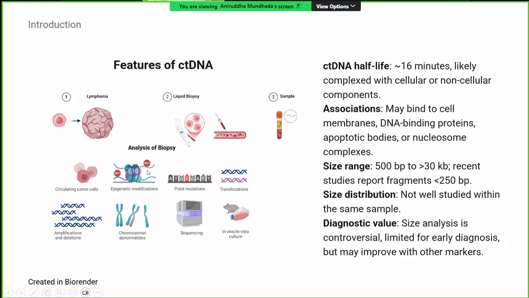On the left-hand side, it is a schema of how the circulating tumor DNA has its features. So there are circulating tumor cells, and there are epigenetic modifications or many mutations, so point mutations, translocations, indels, chromosomal abnormalities, which can characterize ctDNA. And this can all be studied by sequencing or ultra deep sequencing for characterization of such changes.